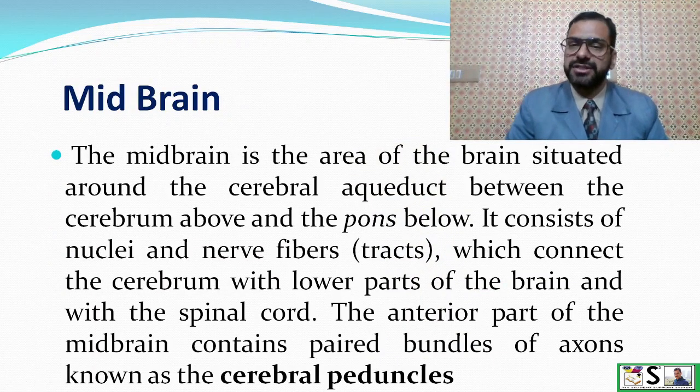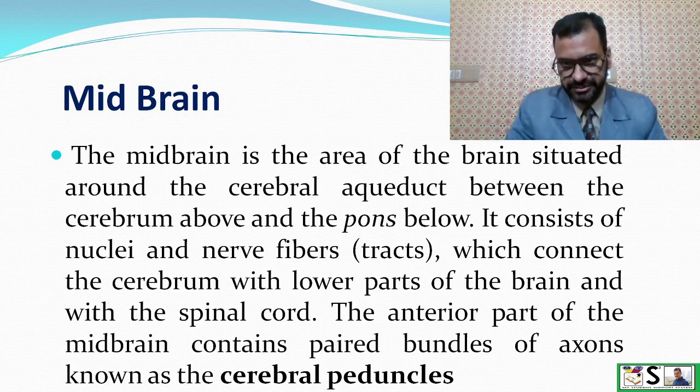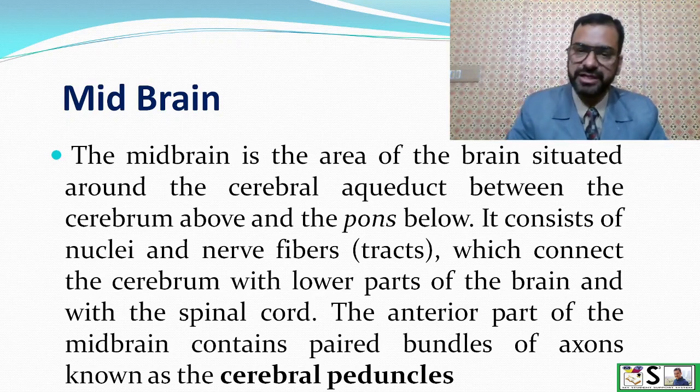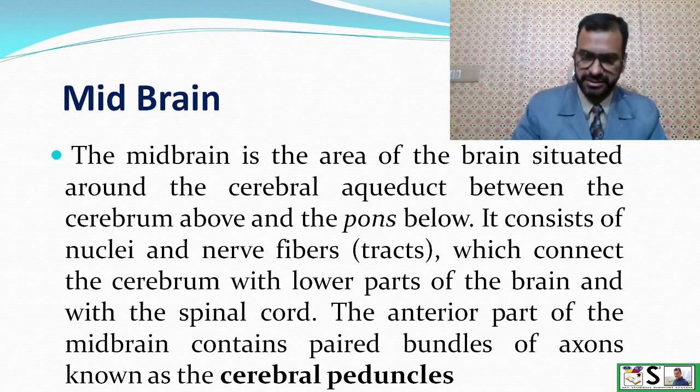The midbrain is the area of the brain situated around the cerebral aqueduct between the cerebrum and the pons. It consists of nuclei as well as nerve fibers which connect the cerebrum with the lower parts of the brain and with the spinal cord. The interior part of the midbrain contains paired bundles of axons known as cerebral peduncles.